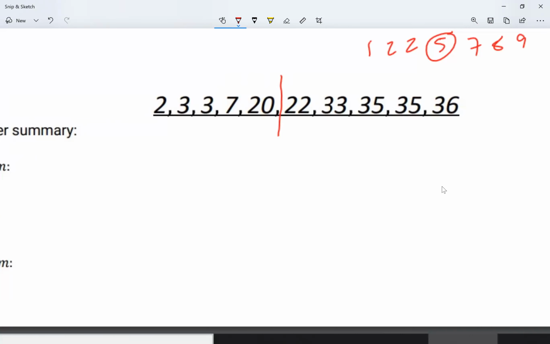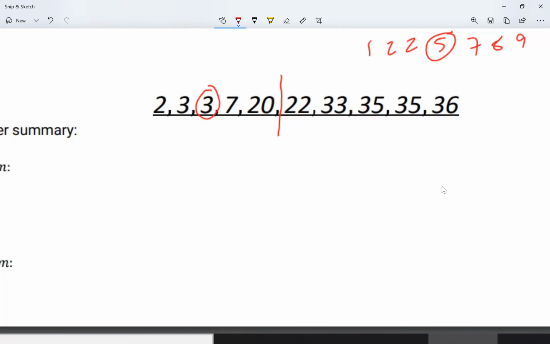Now, coming back to my list, the lower half, let me find the center of the lower half. Now I have 5 numbers on the left side, so that's an odd amount of numbers. So the center of the left side will be a number. So I'm going to circle it. It's right there. Now the center of the upper half, so I'm looking for the numbers 22 through 36, right?